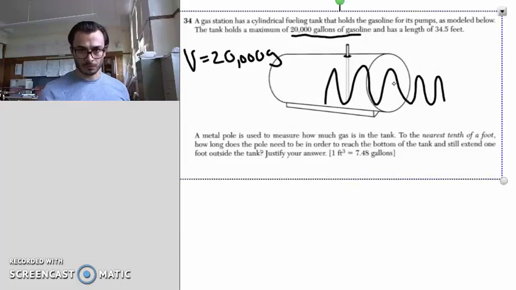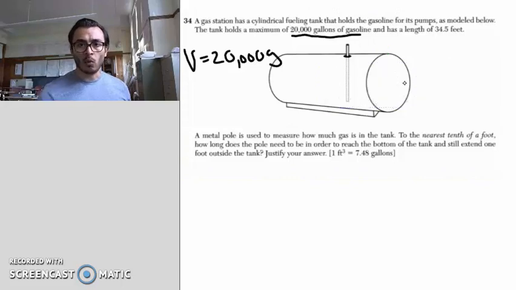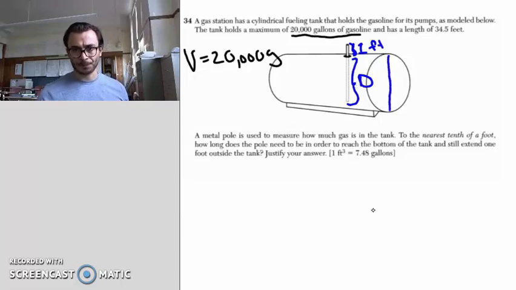Now, what do they want me to find? They want me to find the length of this dipstick here. What does it say in the question? It says, to the nearest tenth of a foot, how long does the pole need to be in order to reach the bottom of the tank and still extend 1 foot outside the tank? So they want this piece to be 1 foot. And then you need to find this whole length here. That's actually the diameter of this cylinder. So we need to find that diameter, and they want that in feet.